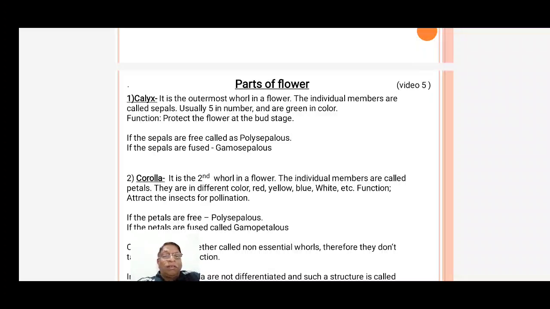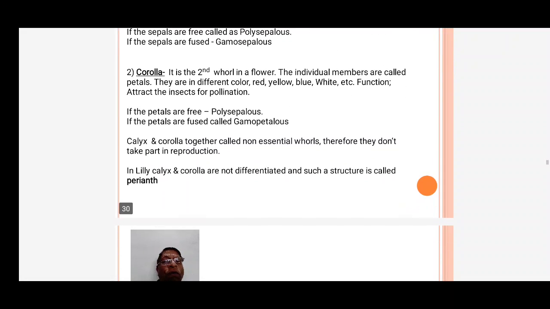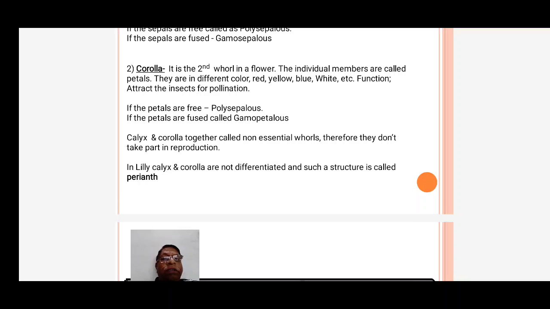The calyx and corolla together are called non-essential whorls because they do not take part in reproduction. That is why they are called non-essential whorls. Okay.